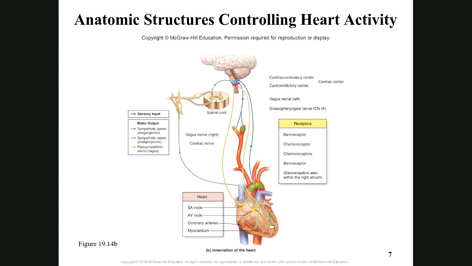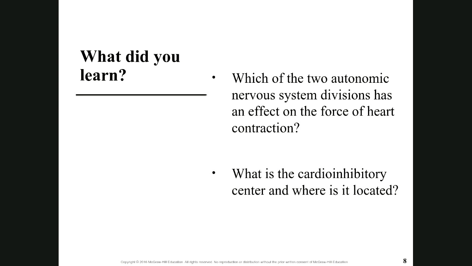And when the parasympathetic nerve becomes stimulated, then you can see that we have a right and left vagus nerve. The right vagus nerve can bring information to the SA node, and the left vagus nerve can bring the information to the AV node, and they can decrease the heart rate. But the parasympathetic innervation doesn't work on the power of contraction of our heart.